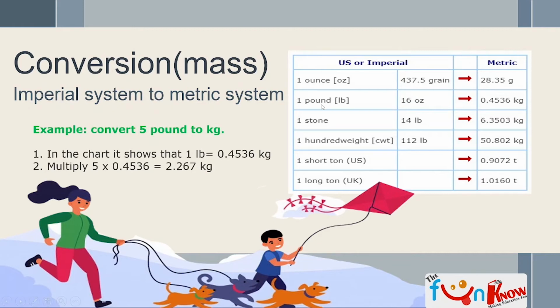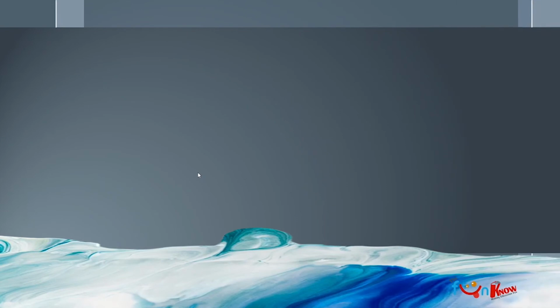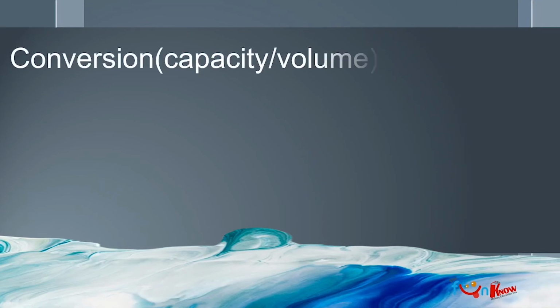You will first write the value: 1 lb is equal to, here it is given, see this, the second row, 1 lb is equal to 0.4536 kg. So if they have given 5 lb, that is 5 pounds, you will multiply by 0.4536, and the answer is 2.267 kg. I hope you are understanding, students, what we are doing.